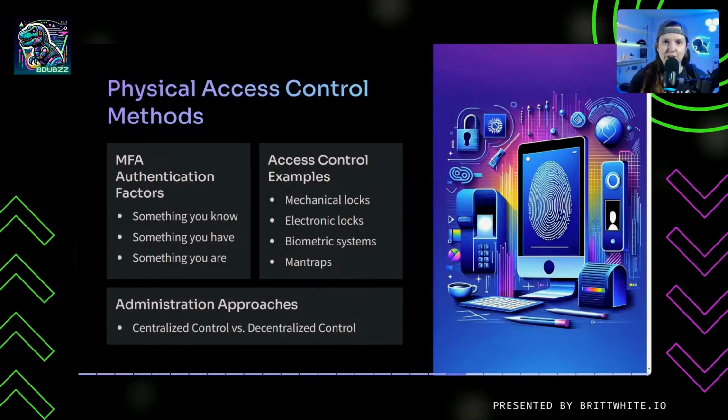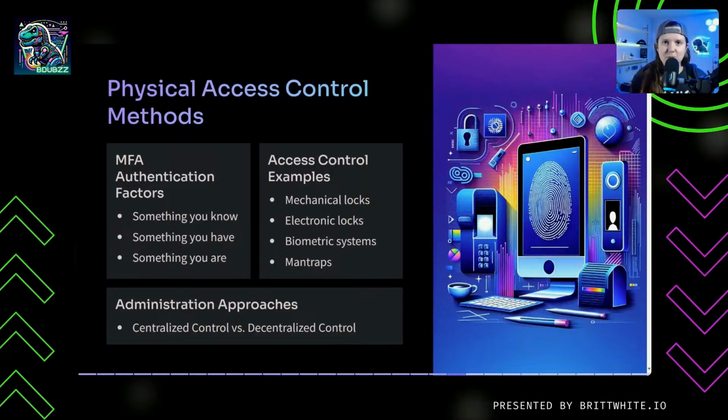For stronger security, we layer our authentication factors with multi-factor authentication, which includes 2 or more different factors. Something you know, like a password or a PIN, something you have, like a mobile device or a token, and something you are, which includes biometrics.